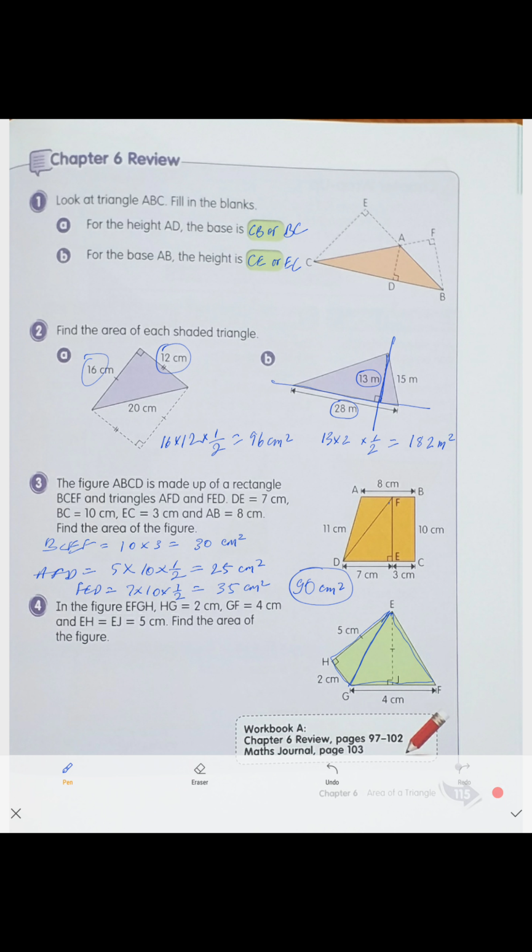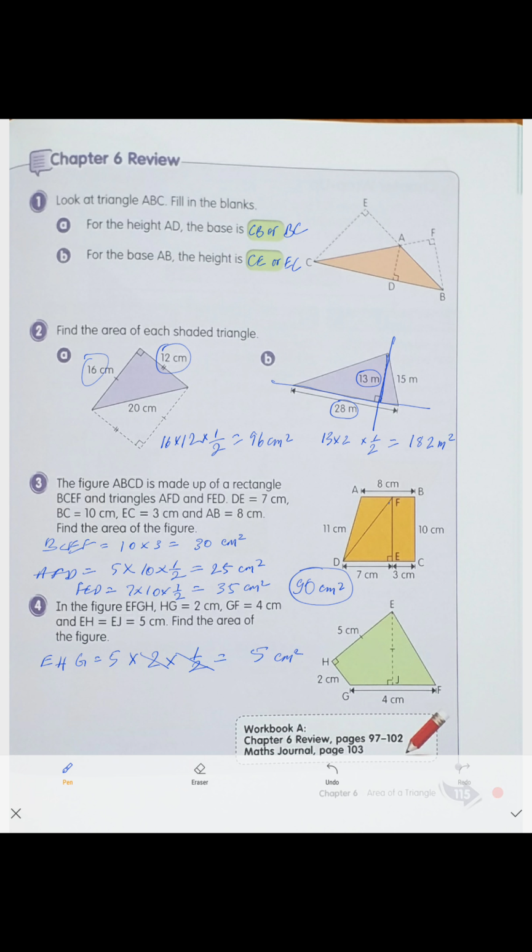EGF. So now let's consider the triangle EHG. We have our height, 5 centimeters. We have our base. Our base is 2 centimeters and 1 over 2. It's going to be 5 square centimeters.